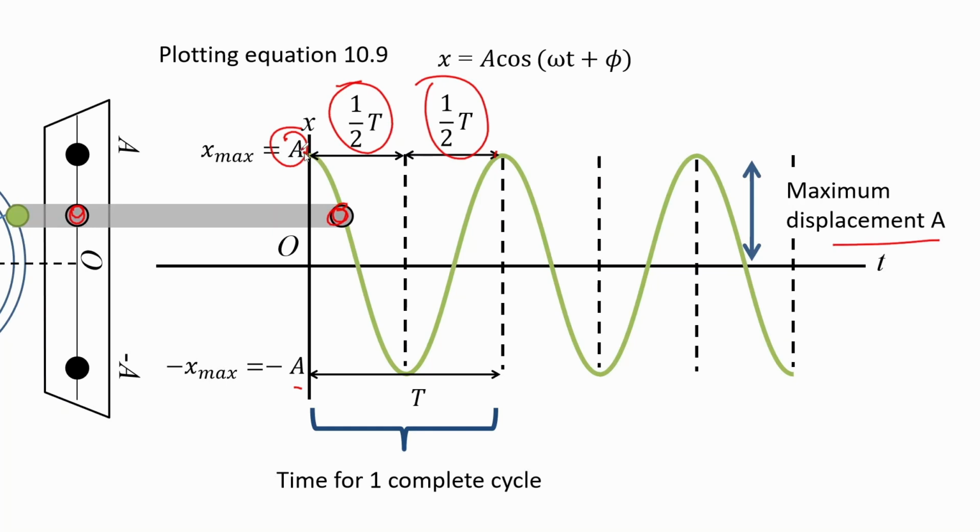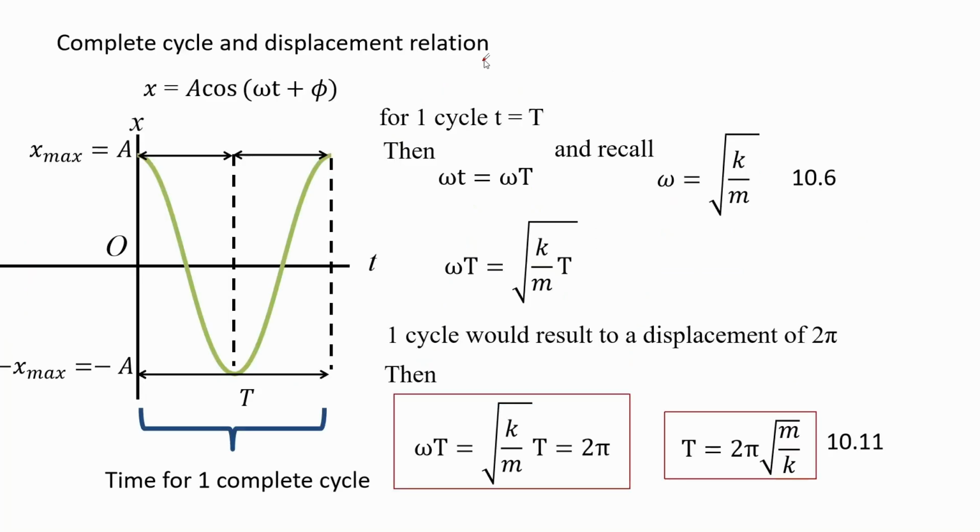So this now relates why it is a cosine function, which can also be translated into a sine function. Okay, so visually we can see that yes, repeating motion gives you a sine or a cosine function. So, complete cycle and displacement relationship. We know this one to be the whole period. So for one cycle, the time t is one period, which we said.